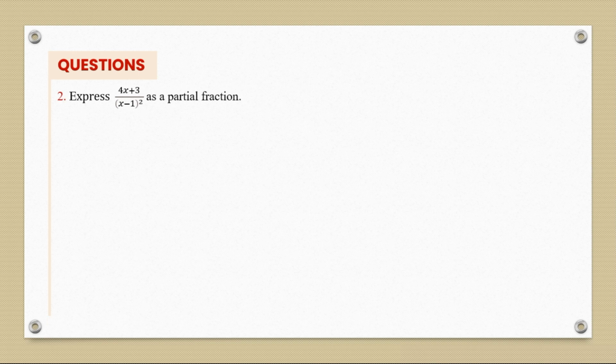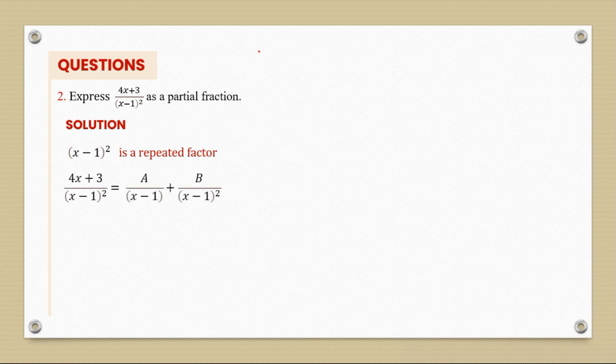So moving on to question number 2, we're being told to express 4x plus 3 over x minus 1 squared as a partial fraction. So now we can already see that x minus 1 squared is a repeated factor. So as you can see, we're going to group these with unknown constants, but then the denominator shall be increasing powers of this value in that denominator. So we have the initial a over x minus 1, and then b over x minus 1 squared.